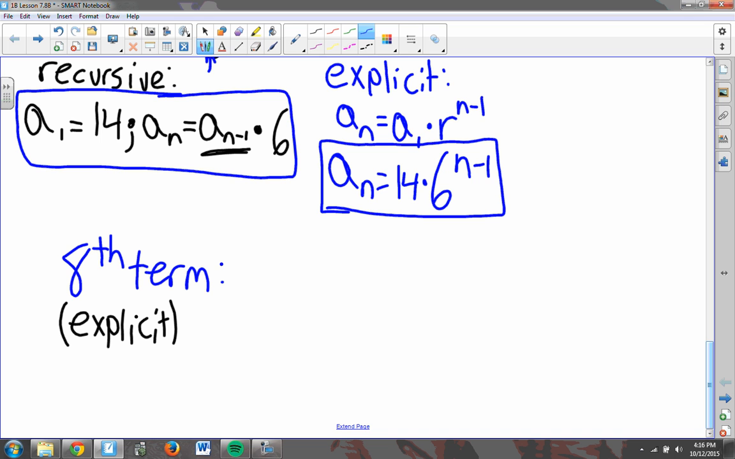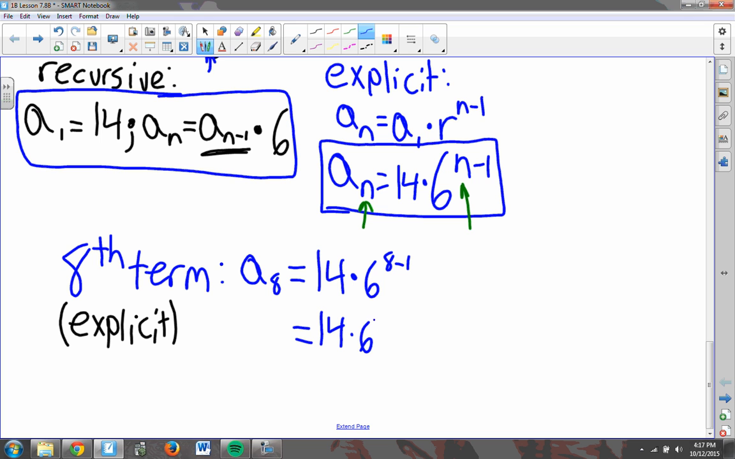Now, I know that a sub 8, meaning my 8th term of the sequence, equals 14 times 6 to the 8 minus 1 power. All I did here was take both of these n's, that one and that one, and I turned them into 8s. All right? Now I'm going to simplify. This is equal to 14 times 6 to the 7th power. Right? And if we do that on our calculator, 6 to the 7th power times 14, I get a very, very large number.